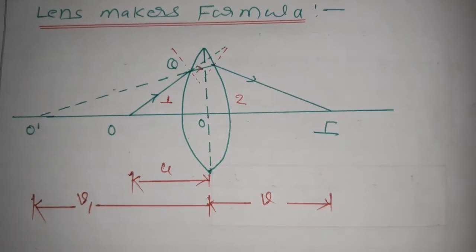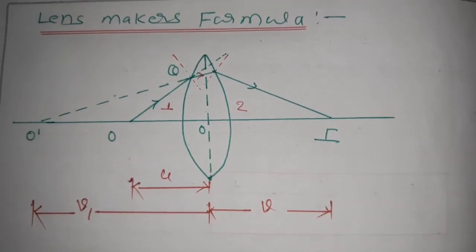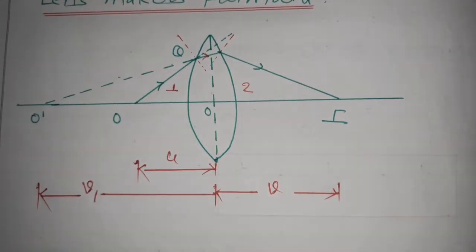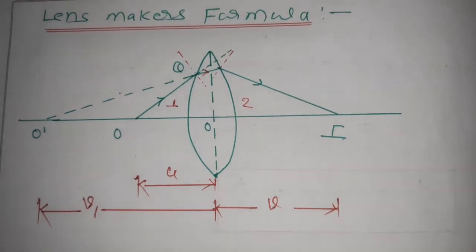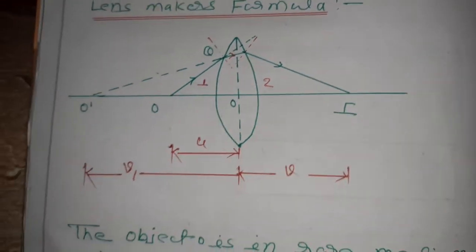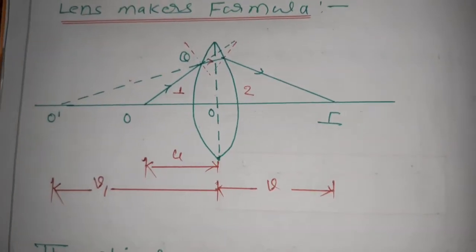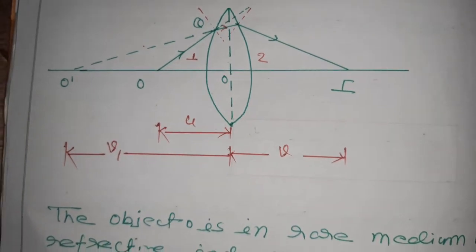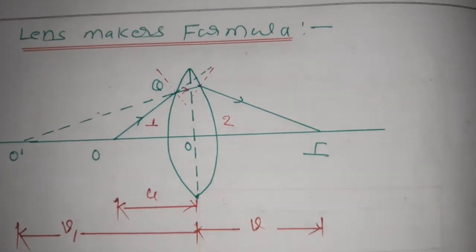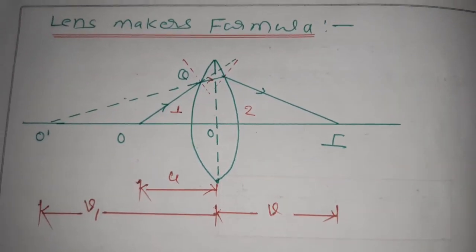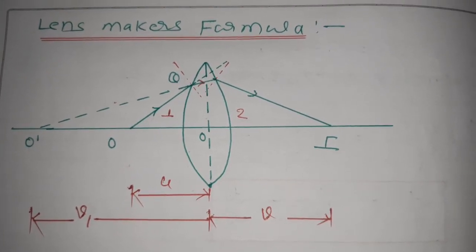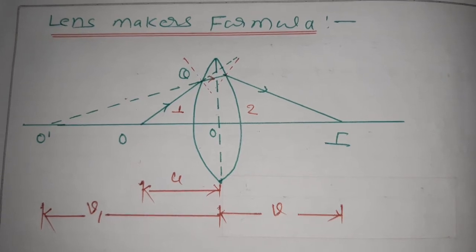In this particular lecture we will discuss the lens maker's formula, also the linear magnification produced by the lens, power of lens, and another concept which is combination of thin lenses in contact. This is also a very important topic related to the lens. Many times this question has been asked in your board exams. So, lens maker's formula.